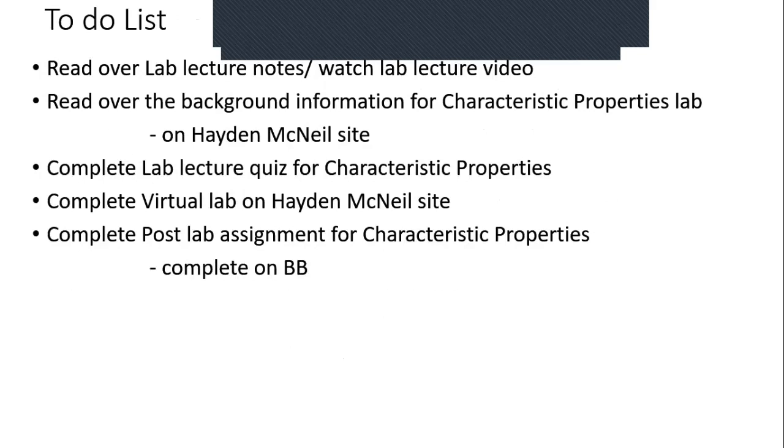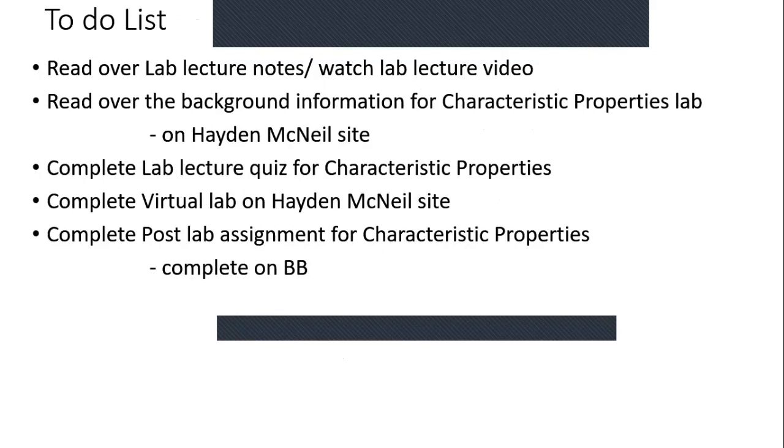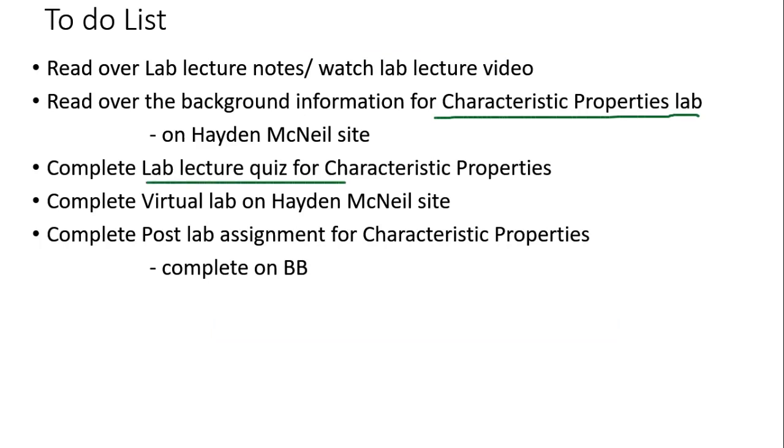So what's the to-do list for this module? Make sure you read over the lab lecture notes, watch the lab lecture video, look at the practice problems we do in the video, try to pause it, work them out, and then continue the video, see if you got them right. Make sure you read over the background information in the lab manual on the Hayden McNeil side for the third lab, characteristic properties of substances to determine unknown substances. Complete the lab lecture quiz on this lab, do the virtual lab on the Hayden McNeil site, and then complete the post-lab assignments for this lab, which is done on Blackboard.